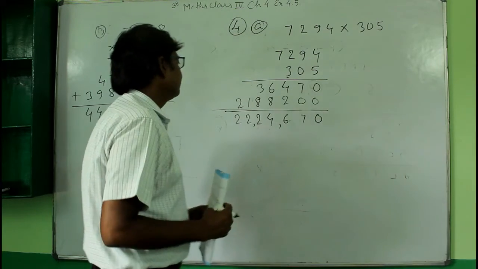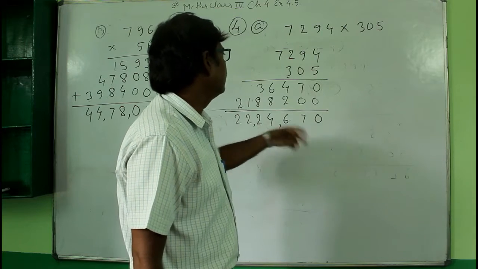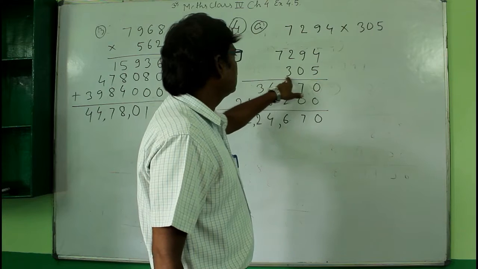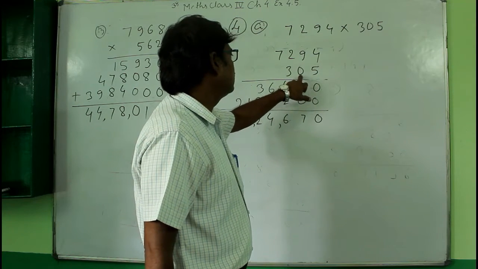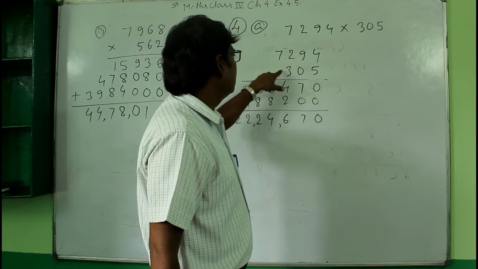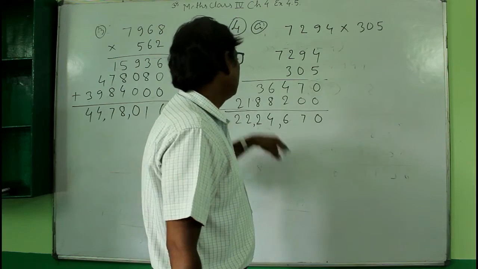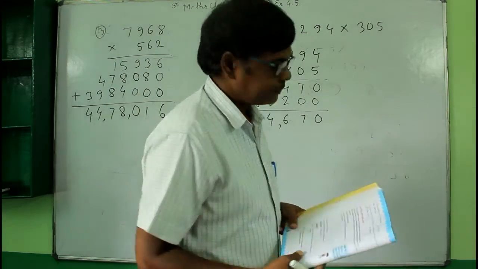Now see, this is the answer. This is here 22,24,670 here. Okay, so this is only in 2 steps. Here in the multiplier it is a 3-digit number, but because this is 0, that is why we can omit this and we can directly multiply this 3 with this number, and then we will get the answer. Okay, so this is the 2-step method only.